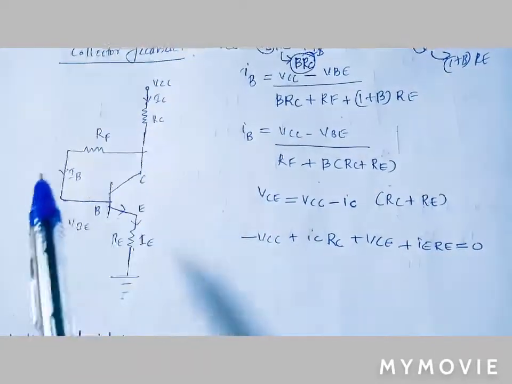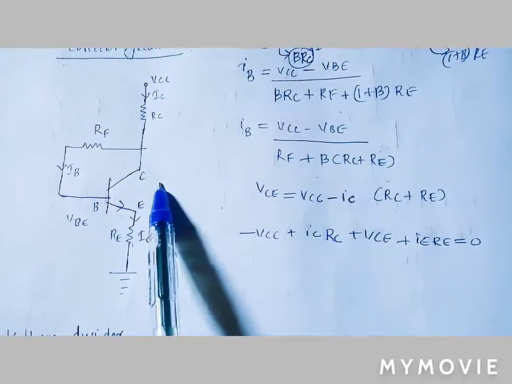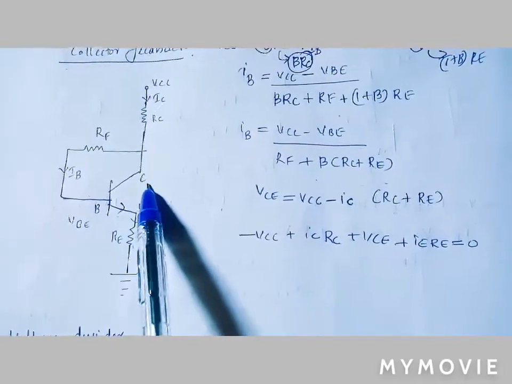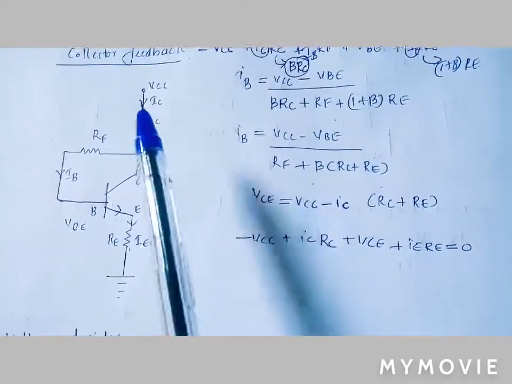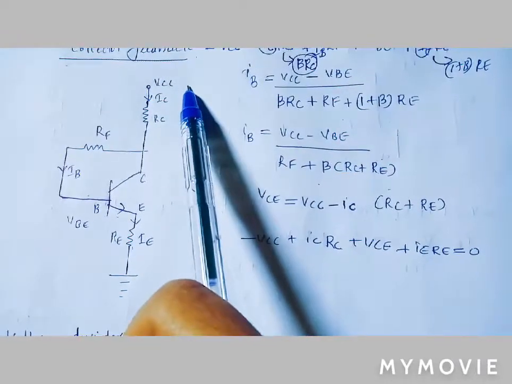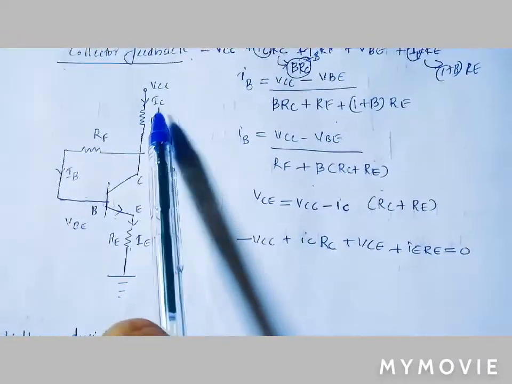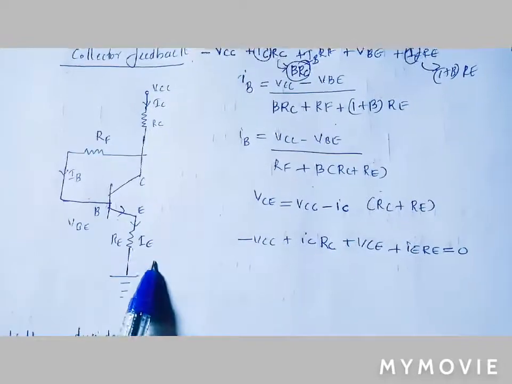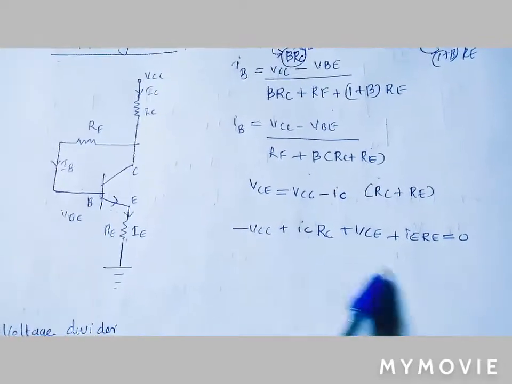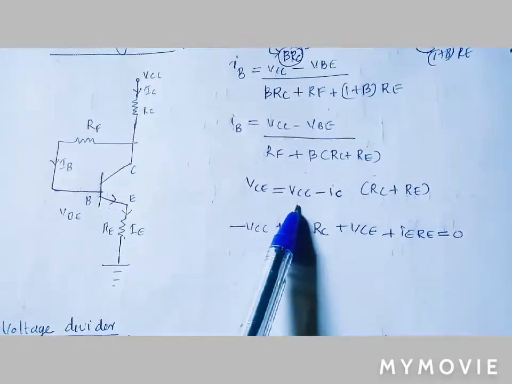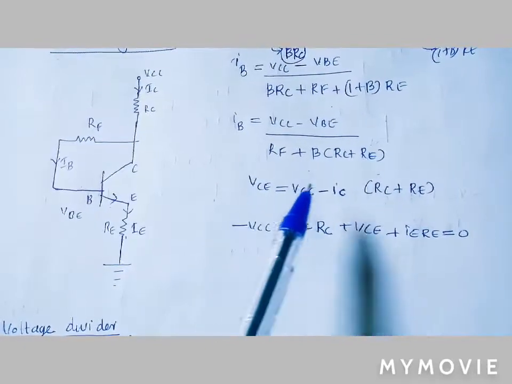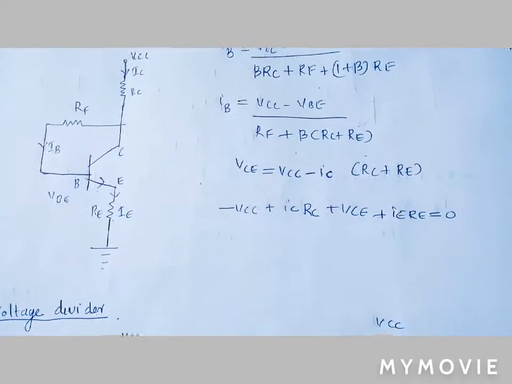Next we have to find the voltage in collector emitter, that is VCE. Here the output is minus VCC plus IC RC plus VCE plus IE RE is equal to 0. From that we can get the VCE as VCC minus IC into RC plus RE.